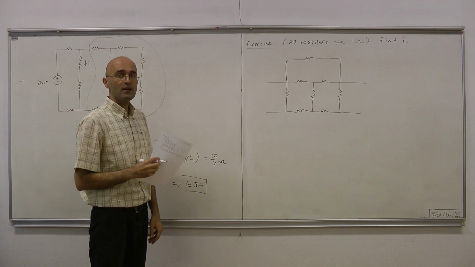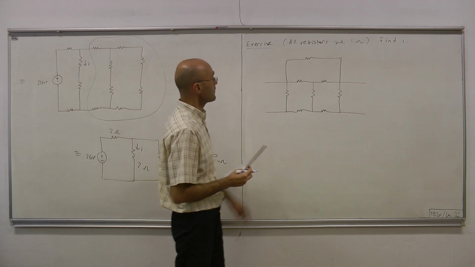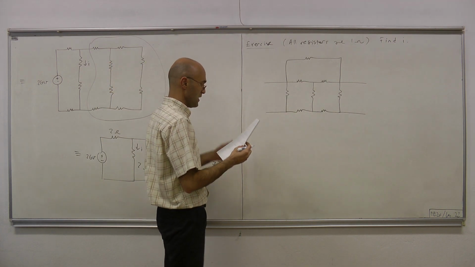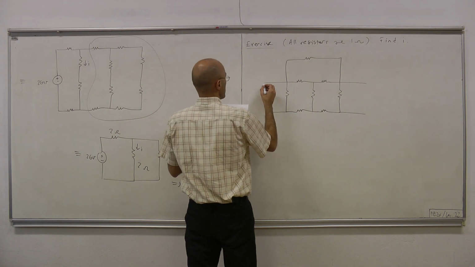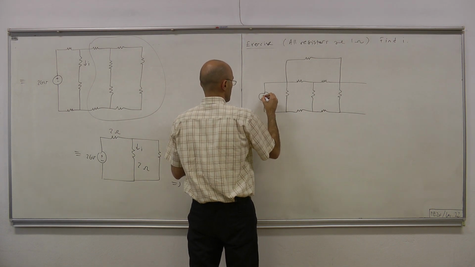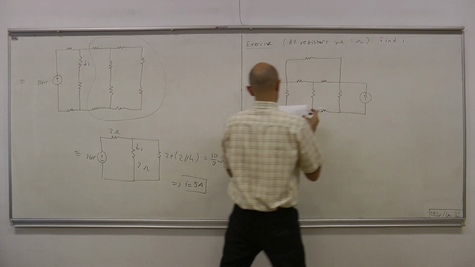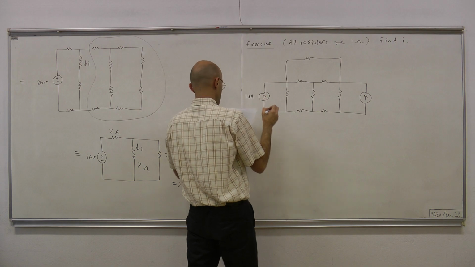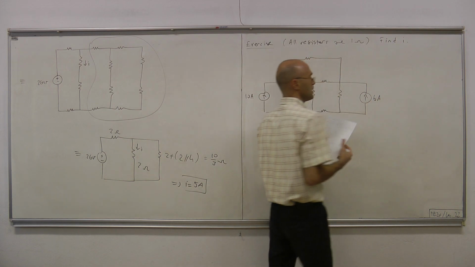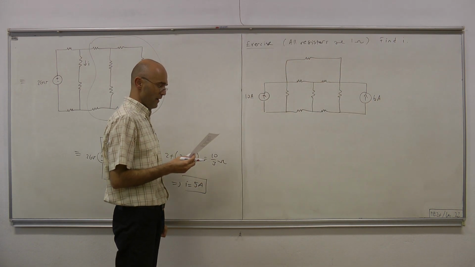So we have the following two-port. All the resistors are 1 ohm resistors, and from the port terminals we apply the following inputs. Okay, 10 amps from here, 6 amps from there.